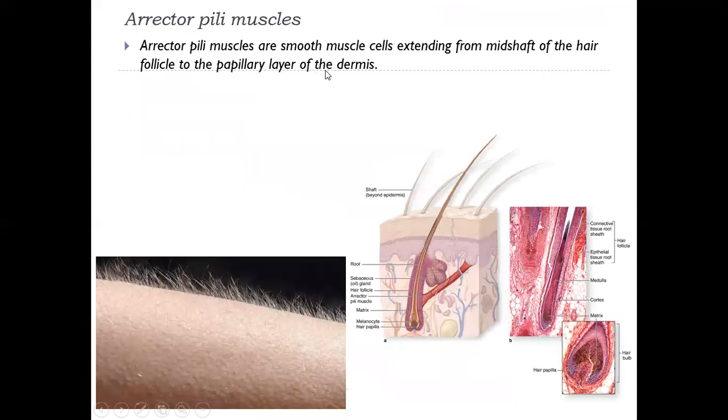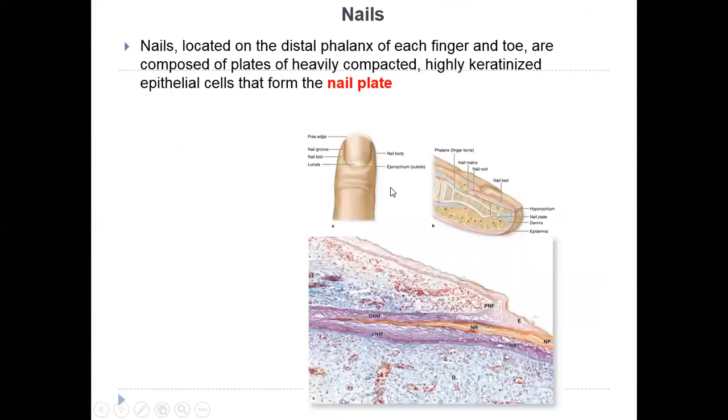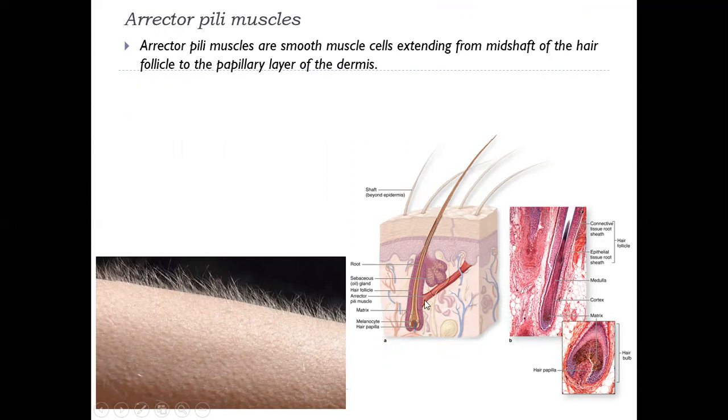Now another interesting muscle here is arrector pili muscle, which is a smooth muscle extending from the hair follicle to the papillary layer of dermis. Even it has attachment to the epidermis. Now coming to the function of arrector pili muscle: when it is contracting, it can change the angle of the hair shaft.